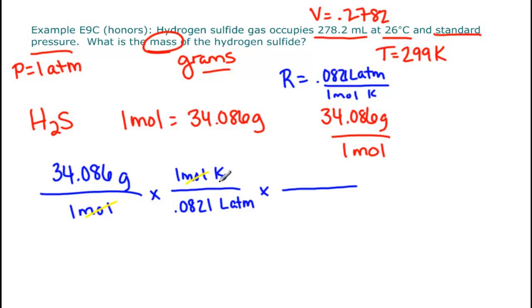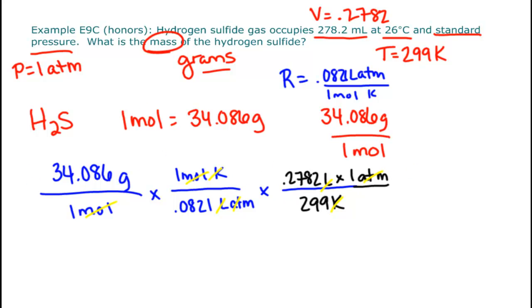So now I need to cancel Kelvin and liters and ATMs. So to cancel Kelvin, I'm going to put my temperature on the bottom, and that'll be 299 Kelvin. Okay, so that guy cancels. To cancel my liters, I want that on the top. So I use 0.2782 liters. Okay, and now I want to cancel my pressure by putting it on the top also, which is 1 atm. So, again, we notice that our units are all canceling.